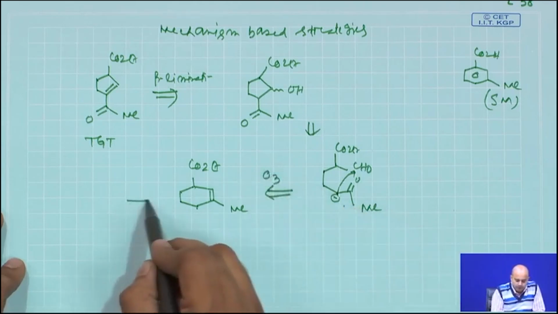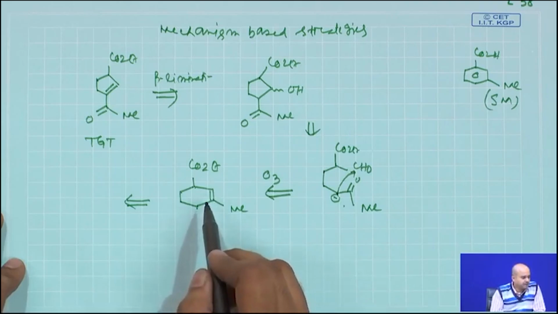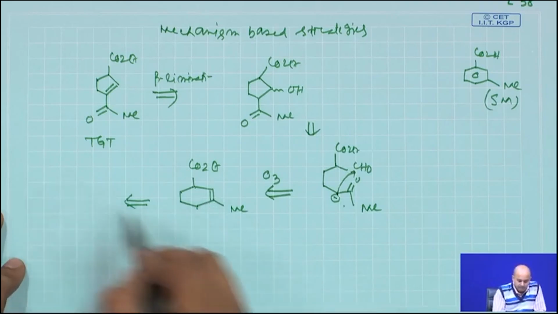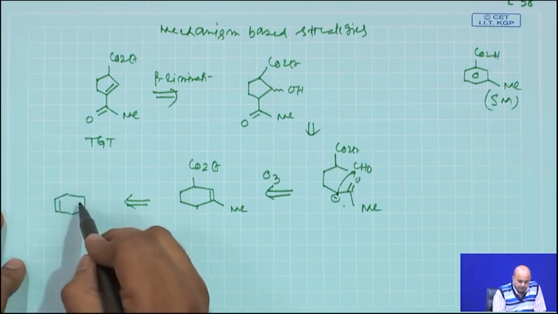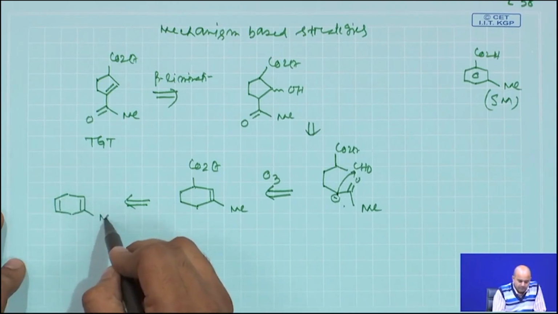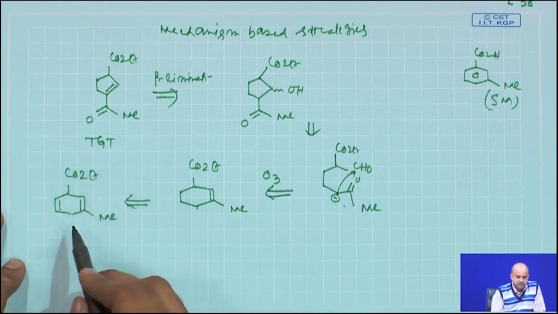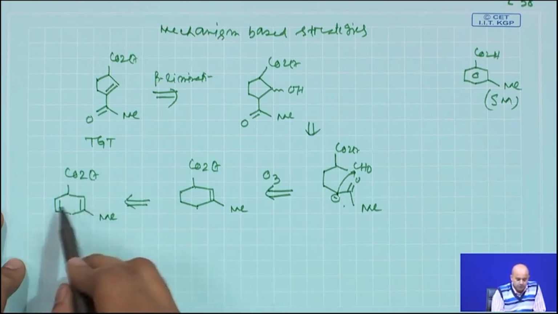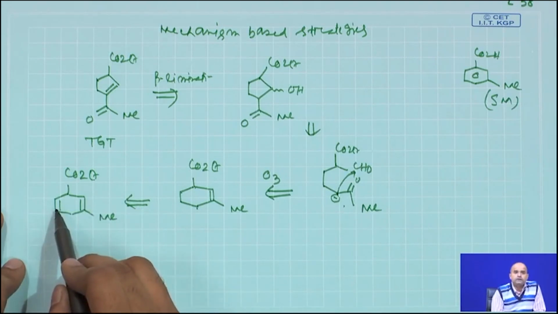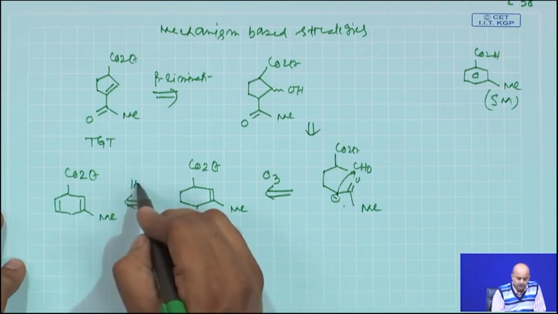Now, see, we are almost close to this Birch reduction partner. Now, this compound also can be synthesized from this compound. Now, what we need to do? You basically need to do a regioselective hydrogenation at this double bond of this compound to access this. Basically, we need a regioselective hydrogenation.